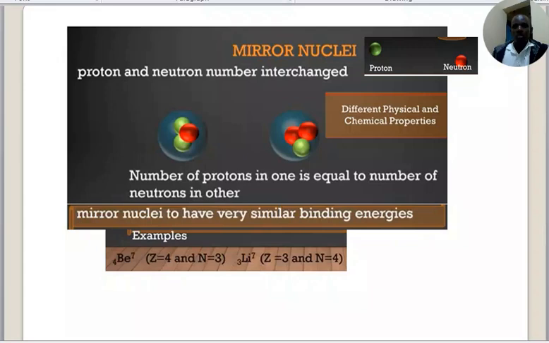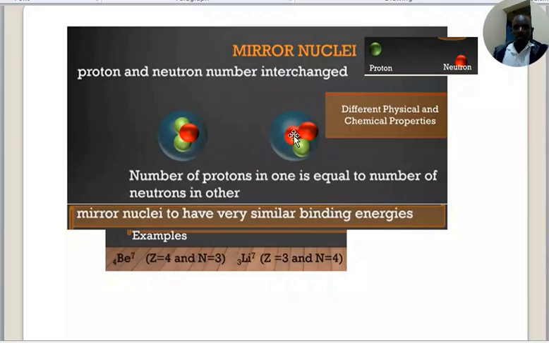So under mirror nuclei, when we talk of mirror nuclei, we are talking about protons and neutron number interchanged. So they normally become interchangeable. And when we'll be looking at them, the key here is that the proton will be represented by the green color ball, while the neutron will be represented by the red color ball.